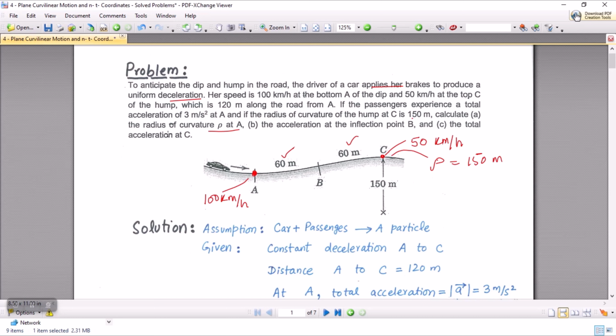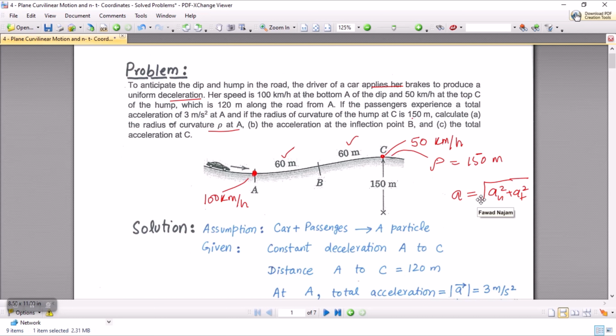The information about radius of curvature should tell you that you should resolve the acceleration into n-t coordinates. In other words, this is a problem related to the n-t coordinate system for describing curvilinear motion. And the third thing to be determined is the total acceleration at point C. At point C acceleration will have both components, a sub n and a sub t, and we need to determine this total acceleration, which will be the square root of a sub n square plus a sub t square.